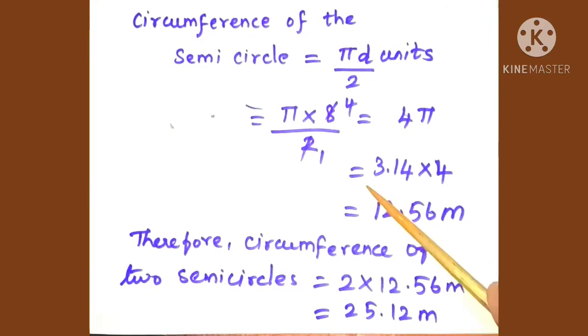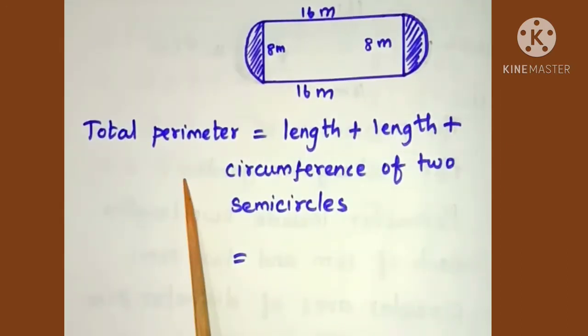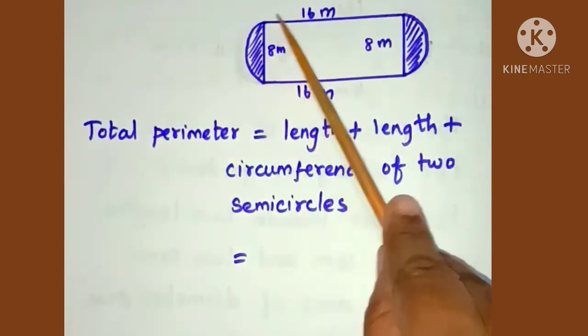Students, we find the circumference of one semicircle. Okay, here two semicircles are there. So and these two semicircles are of same diameter. So the circumference of these two semicircles will be same. So to get the circumference of two semicircles, we have to multiply 2 with this value, that is 2 into 12.56 gives circumference of two semicircles. So 25.12 meter. Finally, we have to find the total perimeter, that is length of the boundary.